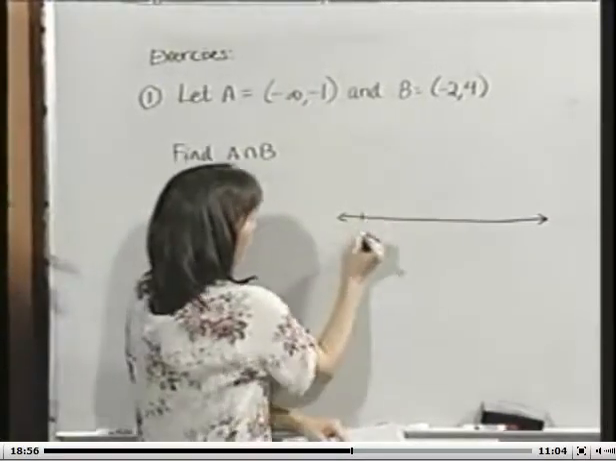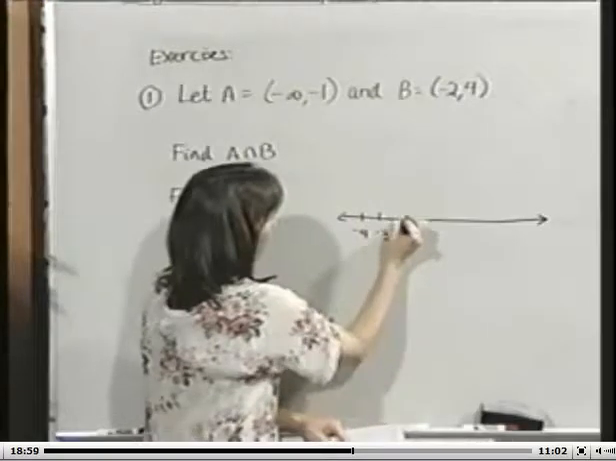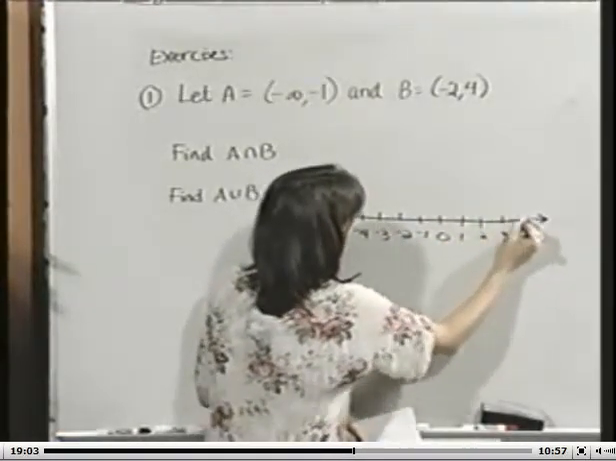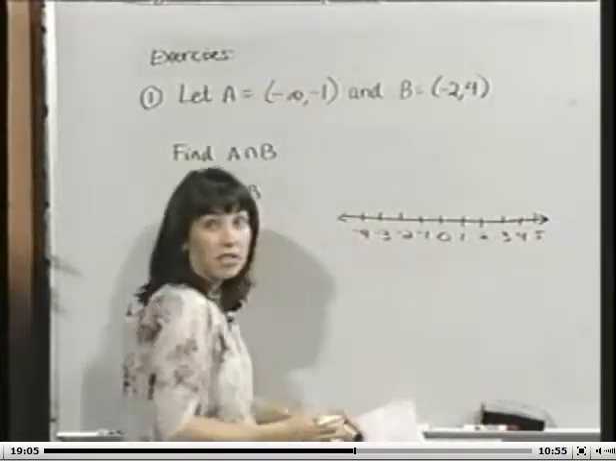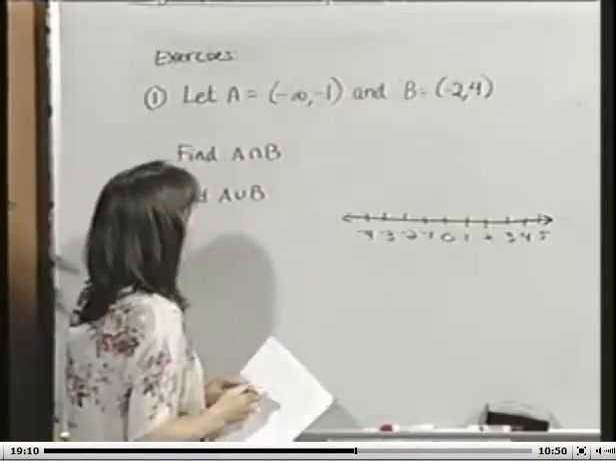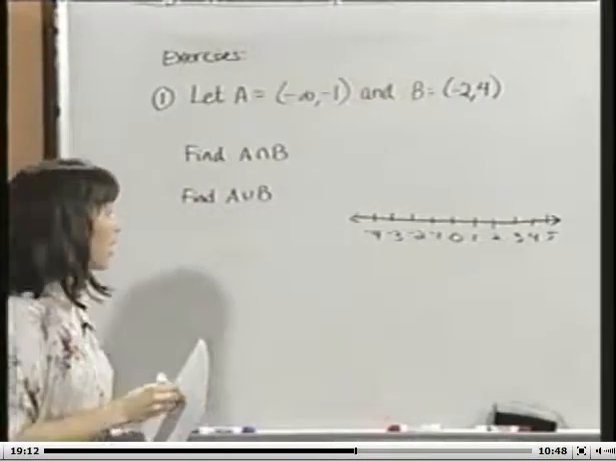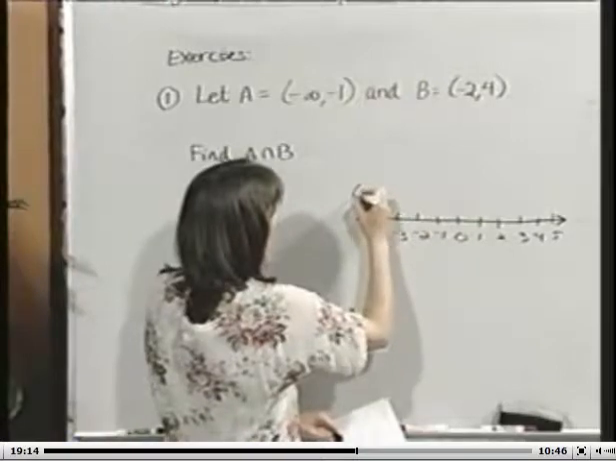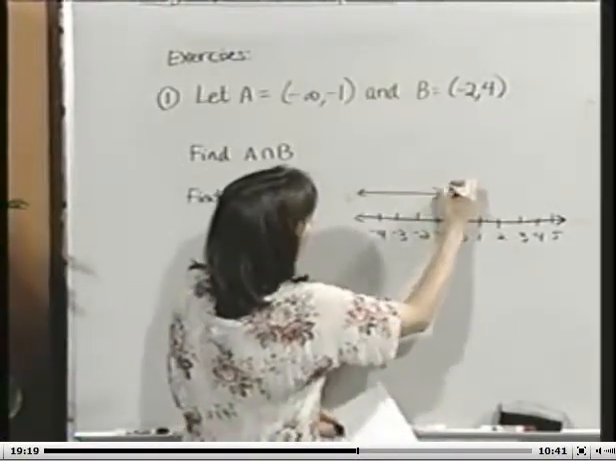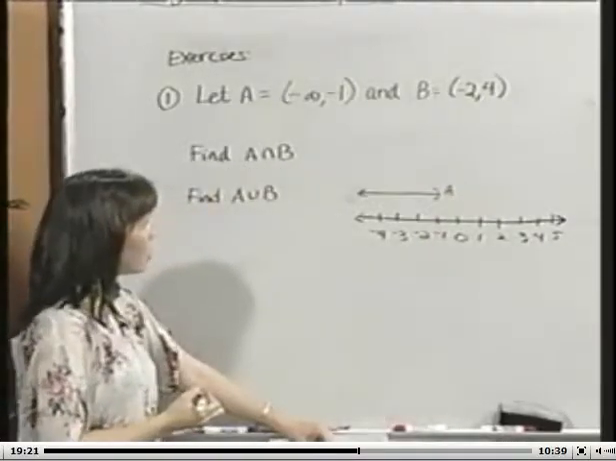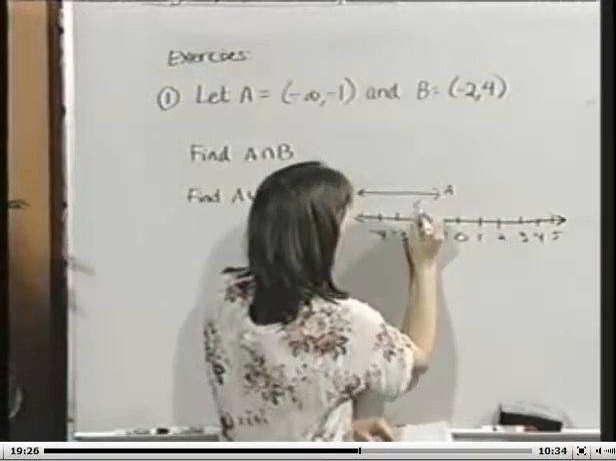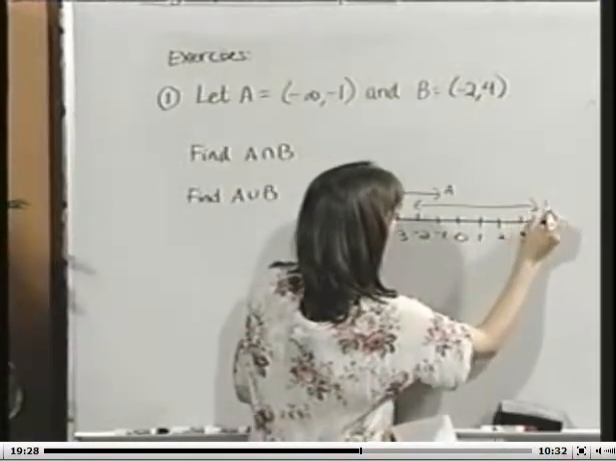We've got to get our number line lined up, so let's get negative 4, negative 3, negative 2, negative 1, 0, 1, 2, 3, 4, 5, etc. And let's draw the set A, which is all the numbers from negative infinity to negative 1. Which is everything like from here to here. So this is our set A. And then our other set is negative 2 to 4. So this is set B.